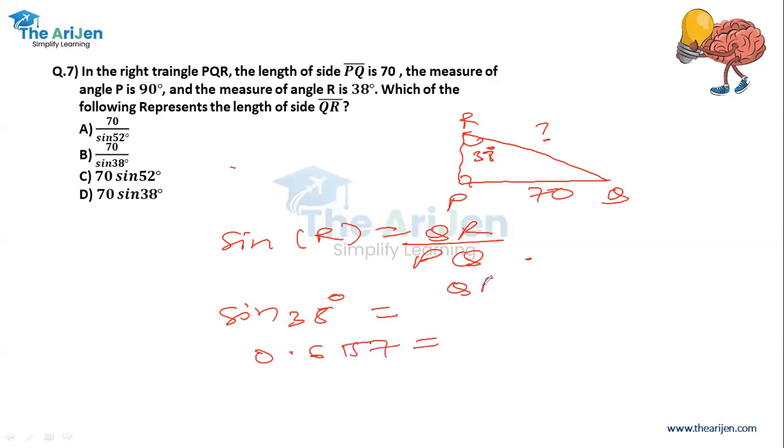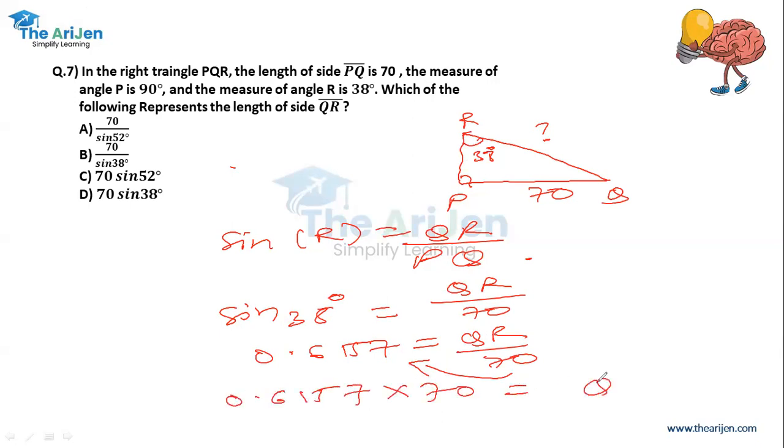Okay. So QR is what we have to find. This is 70. So 70 will get transposed to the other side. So 0.6157 will be multiplied with 70, and you will get the value of QR. So the value of QR is equal to 43.099. Right? So that is your right value here.